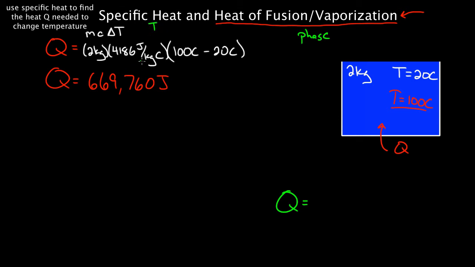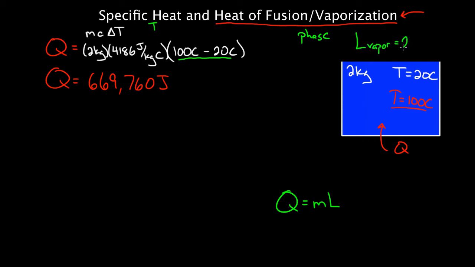So this calculation showed us how much heat we needed to change the temperature by 80 degrees Celsius. This calculation is going to tell us once we're at 100, how much heat do we need to add to change the phase of all of this water into vapor? And the formula looks like this. Q equals mL. M is the mass, so the more mass you have, the more heat you have to add. L is the latent heat of fusion or vaporization. This is a number similar to the specific heat, but instead of telling you how much heat you have to add in order to change the temperature, this is telling you how much heat you have to add in order to change the phase. And it turns out the latent heat of vaporization for water is huge.